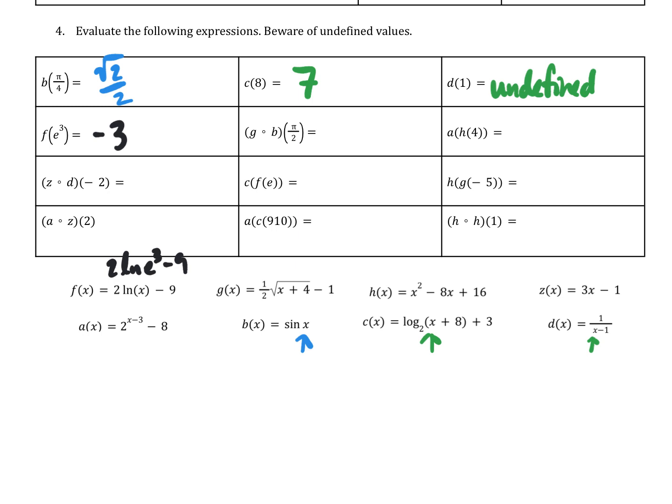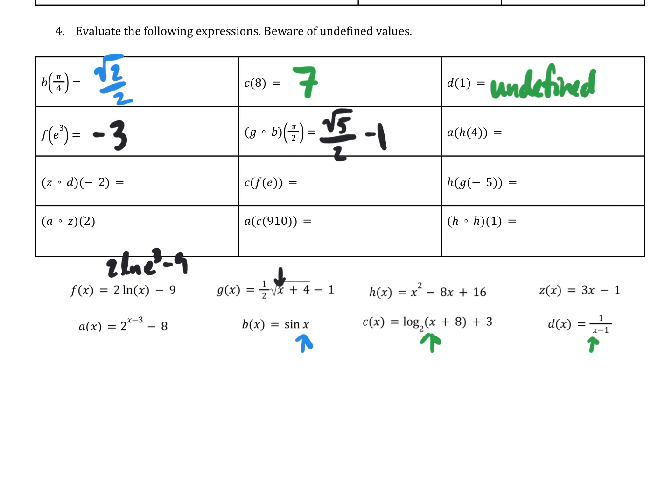Okay, this time I'm putting in pi over 2 into sine of x. The sine of pi over 2 is 1. So I'm doing g of 1, really. So I'm putting 1 in here, and I get root 5 all over 2 minus 1. I would keep it like that if I were you.